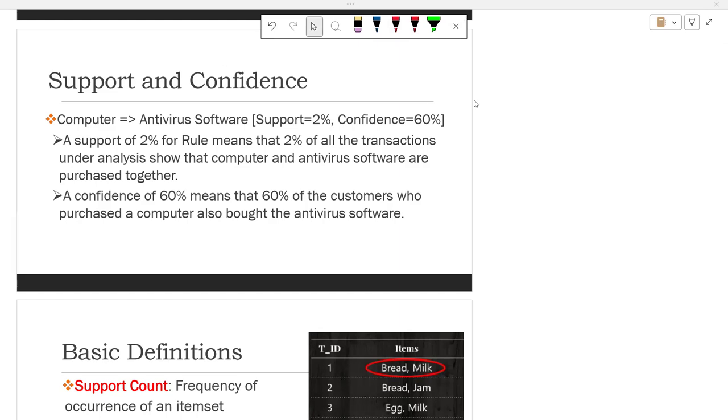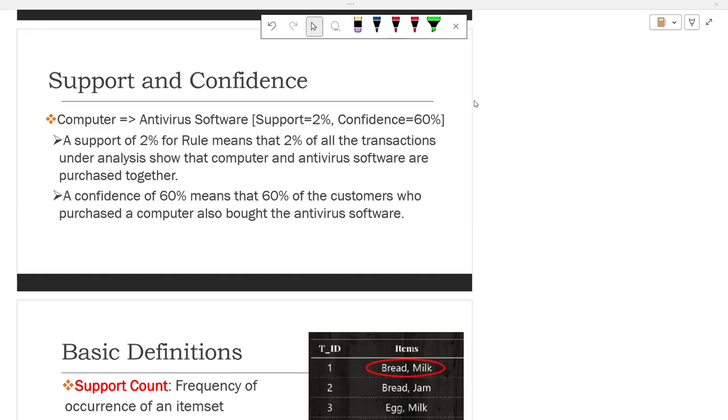Okay, shall we start, right? So I think now you are clear with what is support and what is confidence, right? Support means that among the total number of transactions we are dealing with in that particular association rule mining task, how many transactions deal with that particular item set, right? So if you have an association rule with 2% support, you need to find out, among the total number of transactions, how many deal with computer and antivirus software, right? That is what we call support.